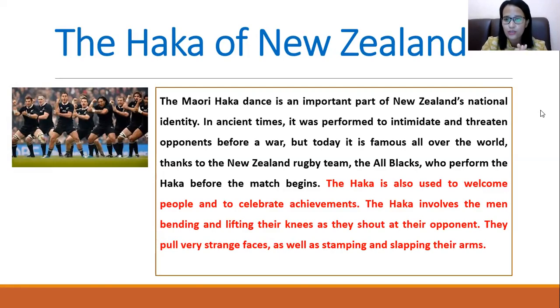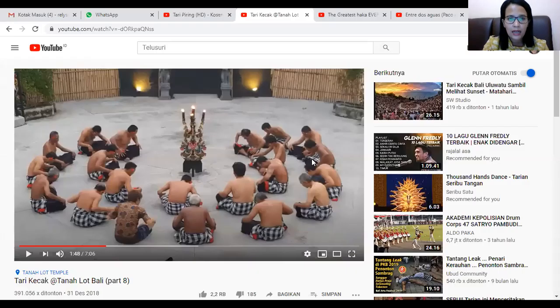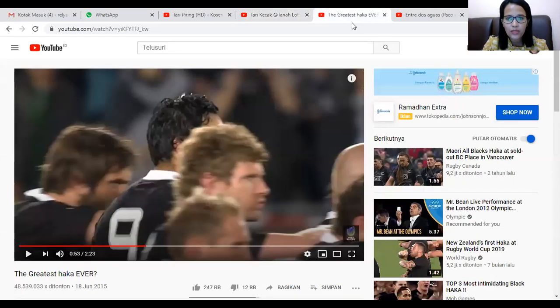As you can see in the picture on your screen, this is the performance they usually do, right? Today it is famous all over the world thanks to the New Zealand rugby team, the All Blacks, who perform the Haka before the match begins. So today they usually perform it before the match begins. Maybe you also want to know how they move their bodies?